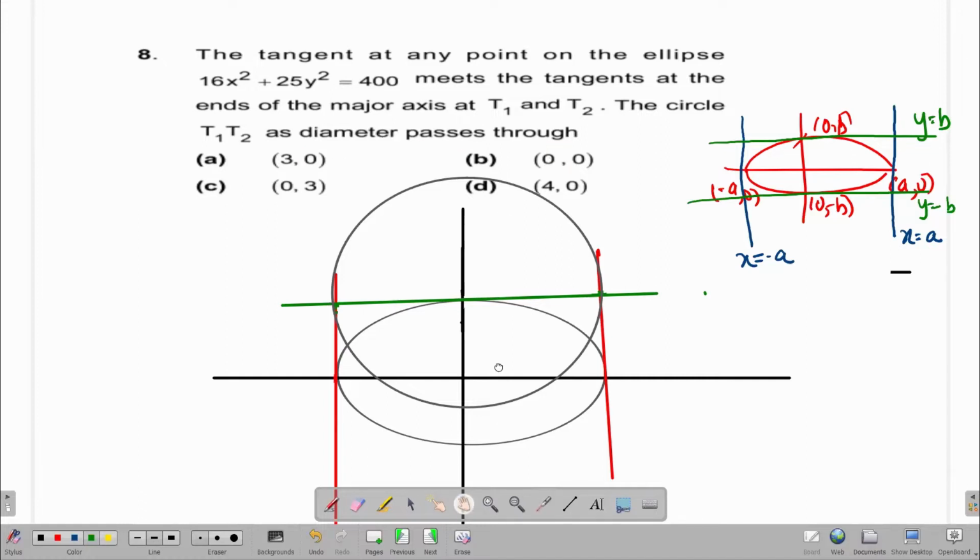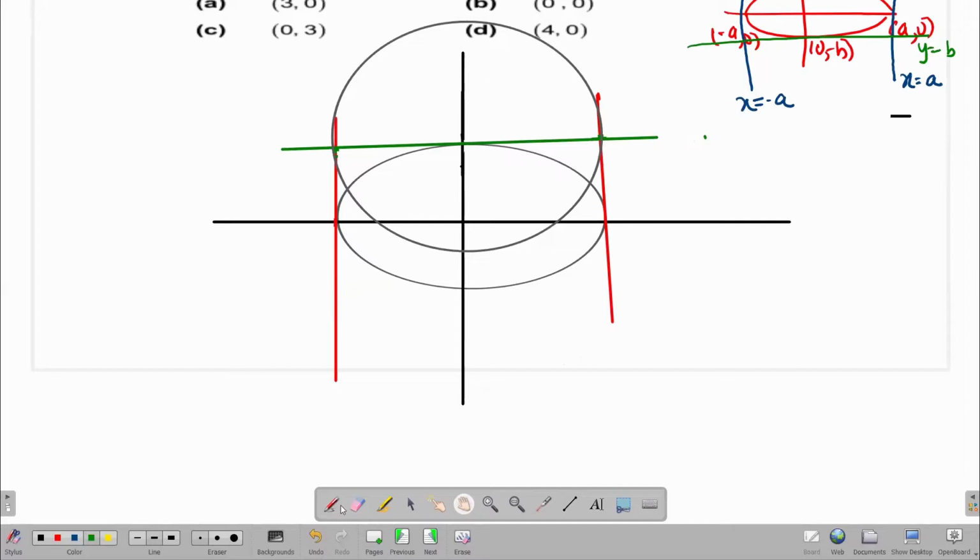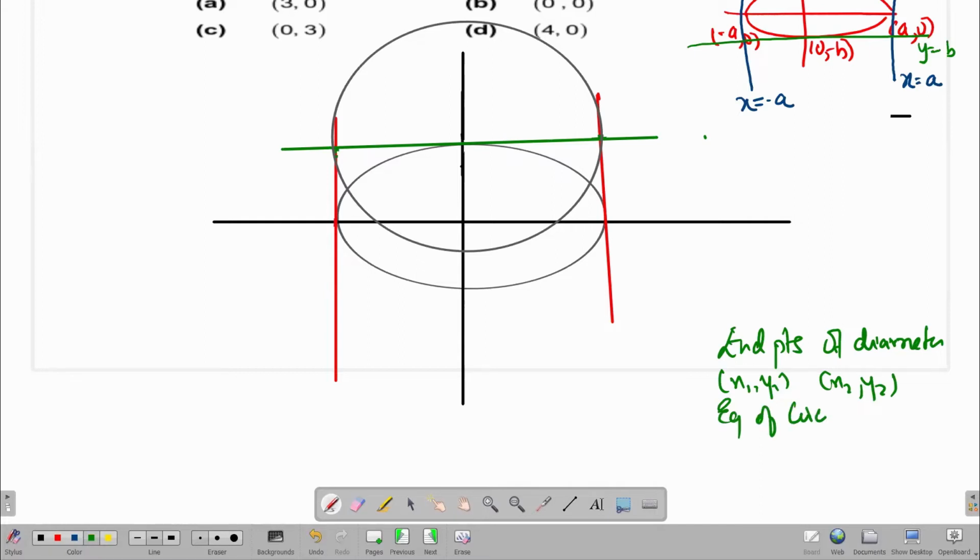One more thing: if the extremities of a diameter are given, that means the end points of the diameter are given. If (x1, y1) and (x2, y2) are the ends of the diameter, then the equation of the circle using these two points is (x minus x1)(x minus x2) plus (y minus y1)(y minus y2) equal to 0.